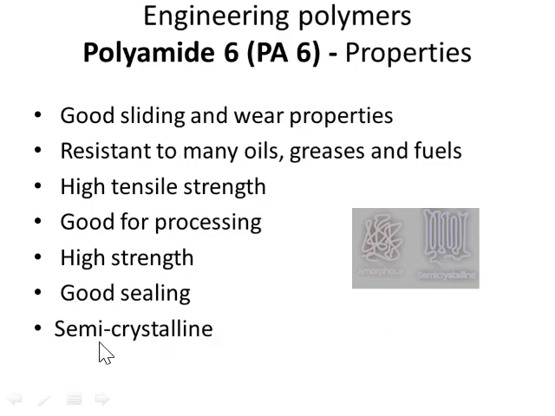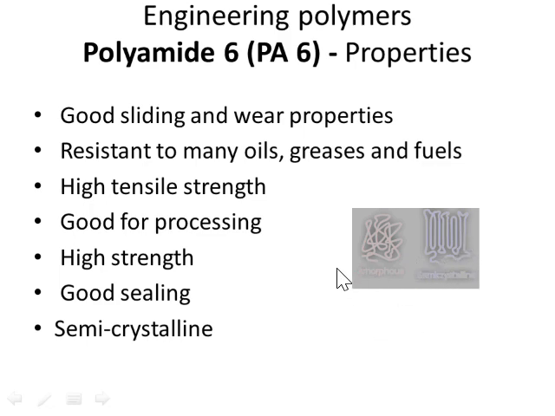And semi-crystalline, I would like to explain semi-crystalline. What is semi-crystalline? It's very simple. Here you're having one diagram. One is semi-crystalline and another one is amorphous. Amorphous is entirely different. The molecular arrangement is random, and it is called amorphous. But in the case of semi-crystalline, it has an ordered arrangement of molecules. That is the difference between amorphous and crystalline.